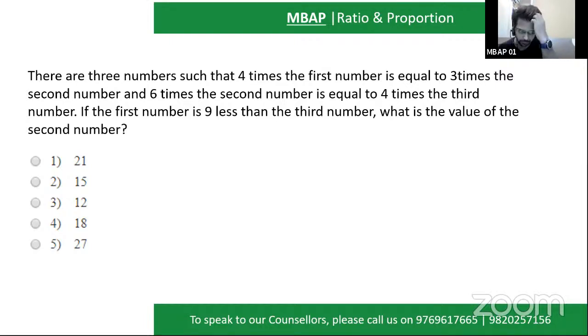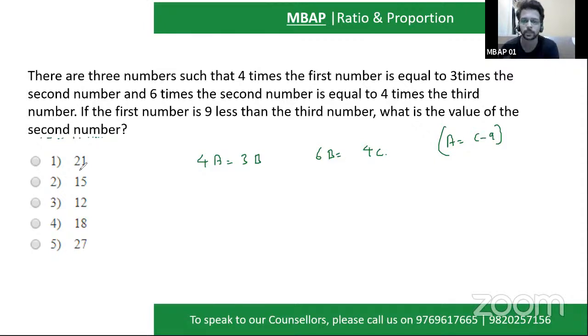The question says there are three numbers such that 4 times the first number is equal to 3 times the second number, and 6 times the second number is equal to 4 times the third number. What is the question telling you? The question says, if the first number is 9 less than the third number, what is the value of the second number?